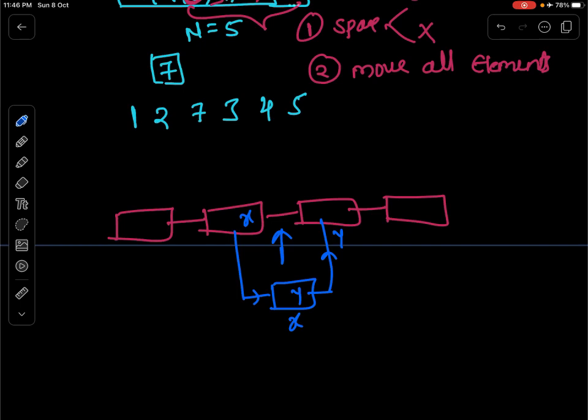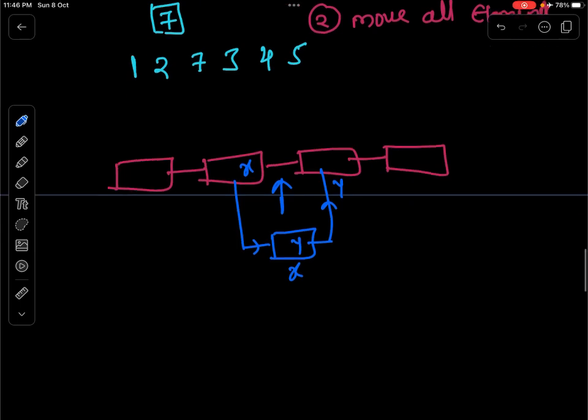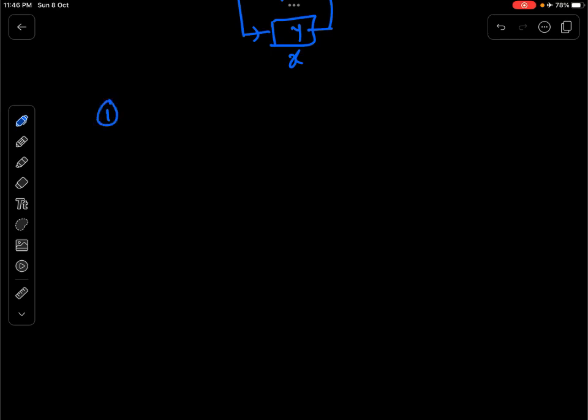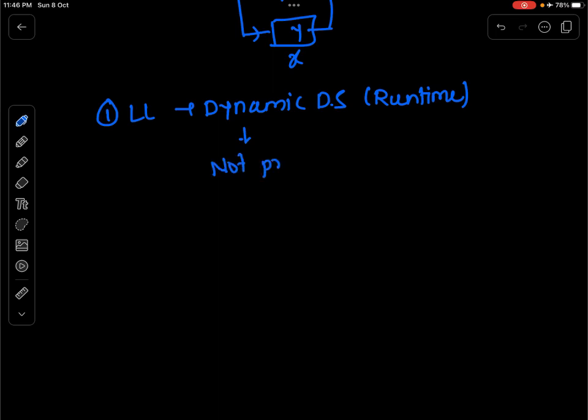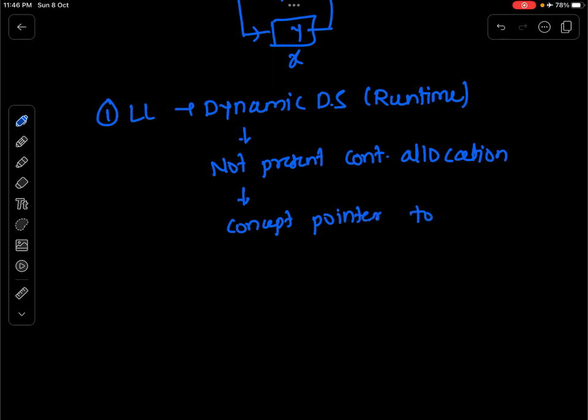I hope you understand the overall concept of linked list. I will try to revise it once again. Linked list is a dynamic data structure, right? That is, at runtime. Most importantly, it is not present in contiguous allocation. So in order to make it linear, we use the concept of a pointer to store the address of the next element.